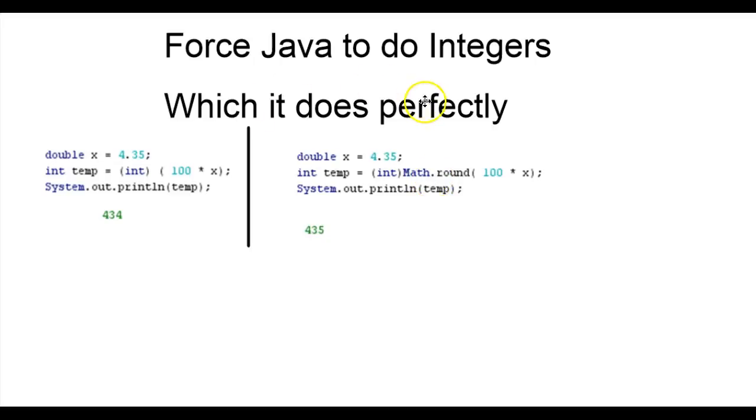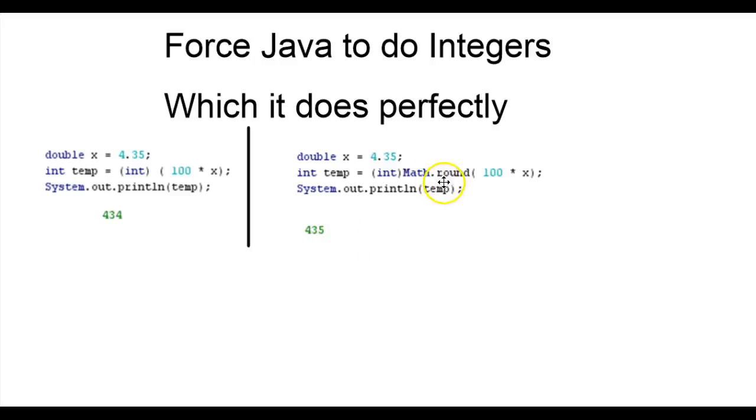The fix is to force Java to do integers, which it does absolutely perfectly. So we take x, which is 4.35, we set up a temporary value, and we multiply x by 100 and then cast it as an int. When we print that out, we get 434. So that's a problem. What we really want to do is round that number. So we don't end up with 434, we end up with 435.